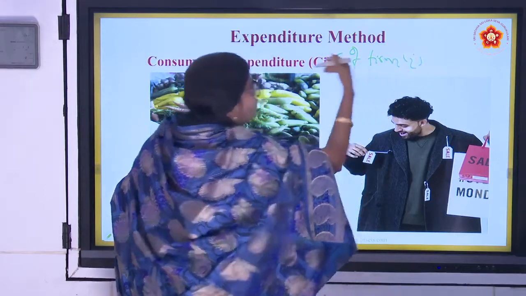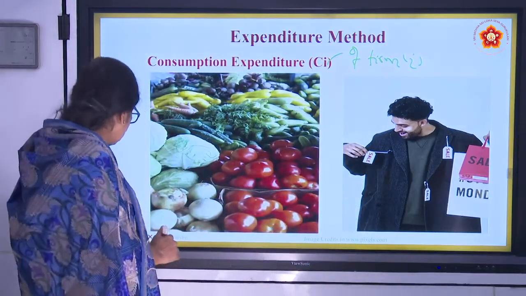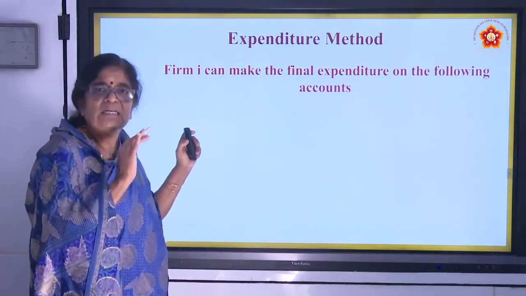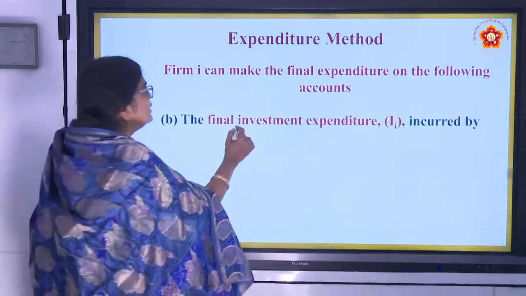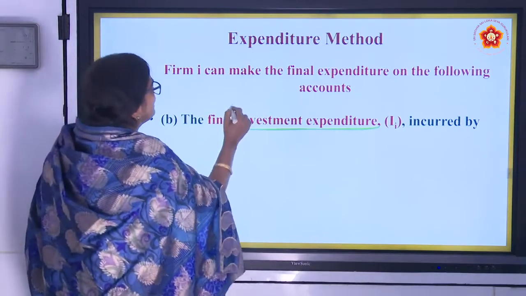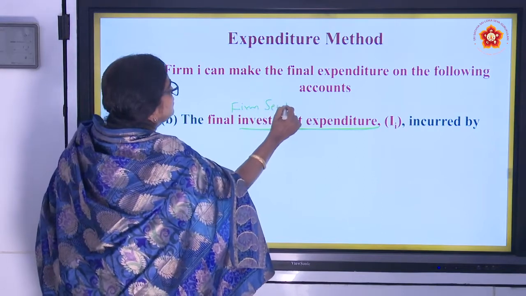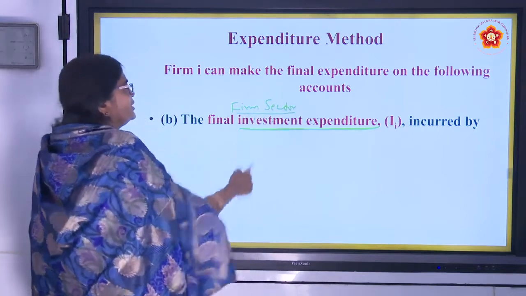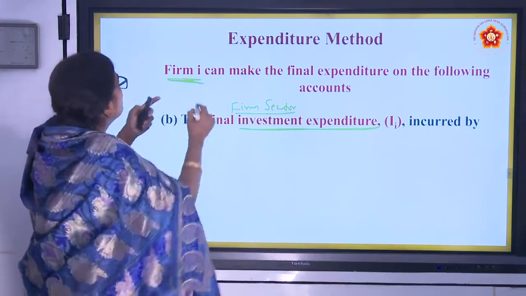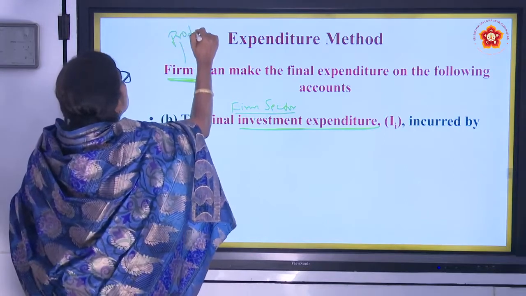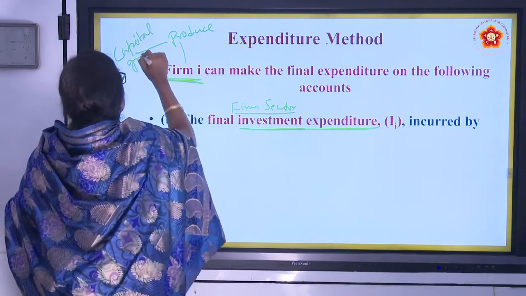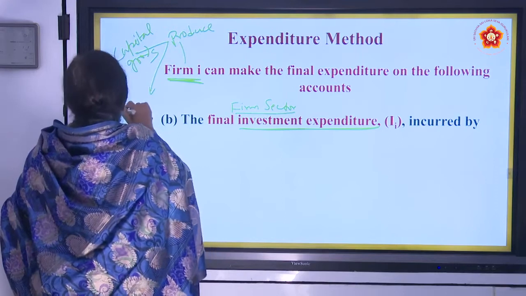We consider that firm I produces all varieties of items. We assume like that. Therefore, households we have finished. Now we are going to see the second one, investment expenditure. You all know what we are studying here: the firm sector, or private firms, or private sector. This firm sector consumes capital goods. Firm I produces capital goods, that is the assumption. Firm I produces capital goods as well as consumption goods.